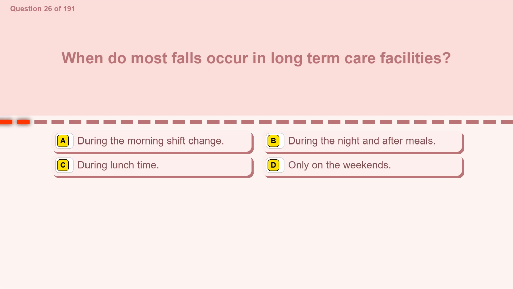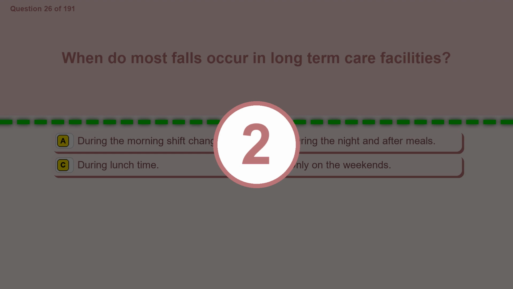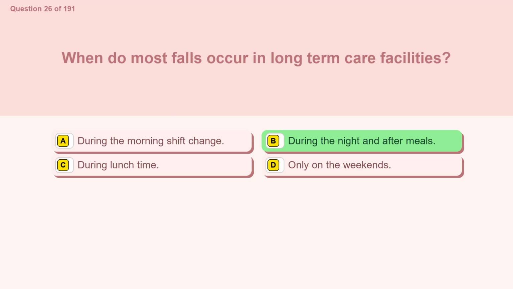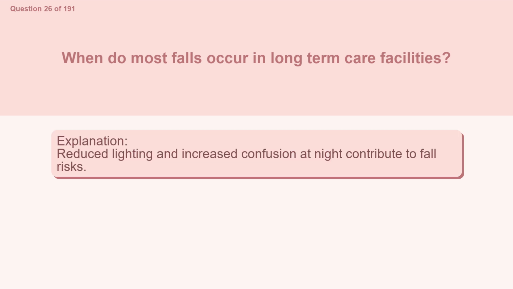Question 26. When do most falls occur in long-term care facilities? Option A. During the morning shift change. Option B. During the night and after meals. Option C. During lunchtime. Option D. Only on the weekends. The correct answer is option B. During the night and after meals. Reduced lighting and increased confusion at night contribute to fall risks.